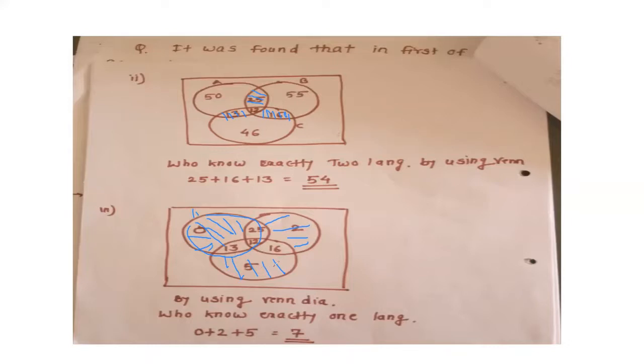We got 5. So this part, whatever colored part is here, is those who know exactly 1 language. We just have to perform the addition: 0 plus 2 plus 5 is 7. So 7 know exactly 1 language.